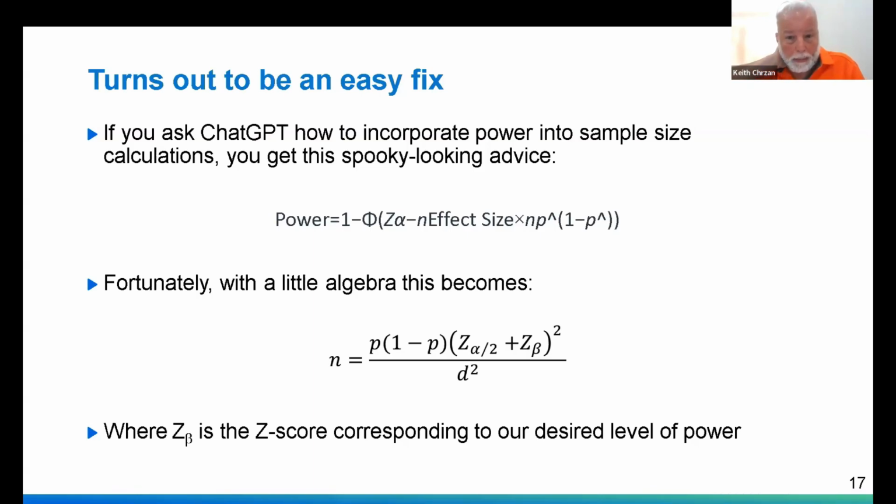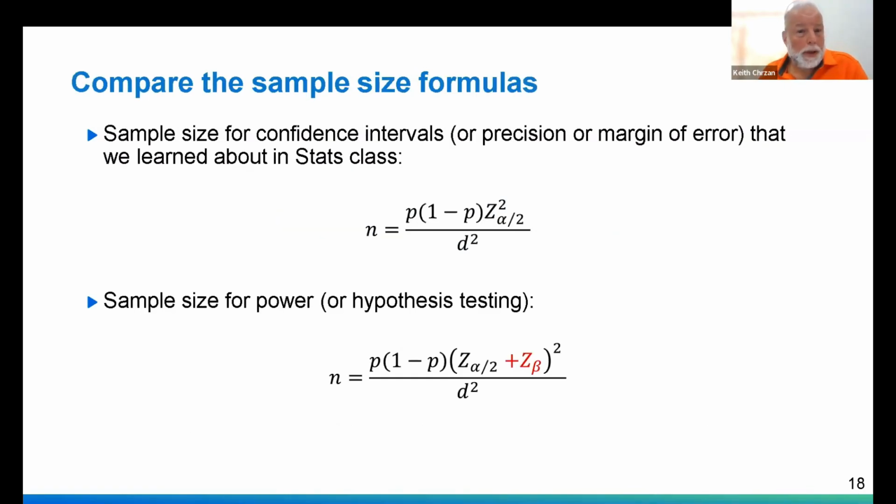Our type 1 error rate, which is measured by z of alpha over 2. And importantly, our type 2 error rate: the z statistic that's associated with beta. That's the z statistic that's associated with our desired level of power. Now, if you compare the two equations I gave you, the one earlier for computing sample size for a confidence interval and the one below computing sample size for statistical power for stat testing, the only difference is that we've added a plus z beta in there. So if you're comfortable using the first formula, you should be just as comfortable using the second formula.